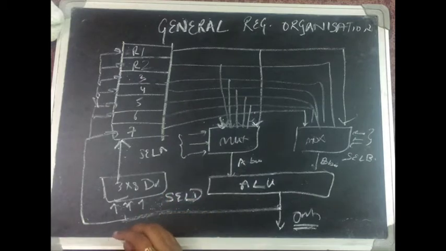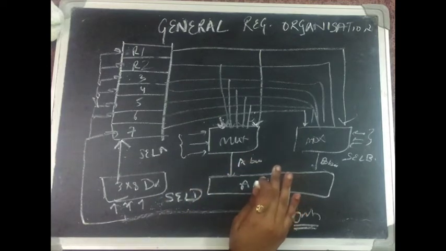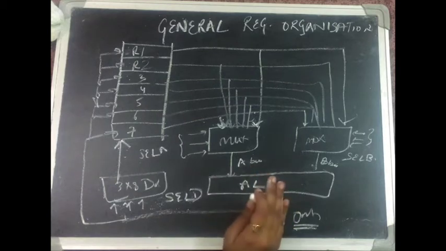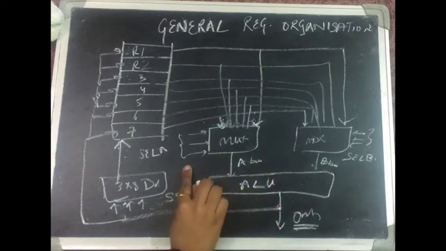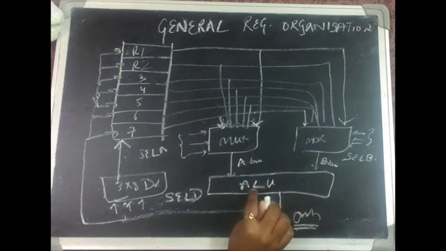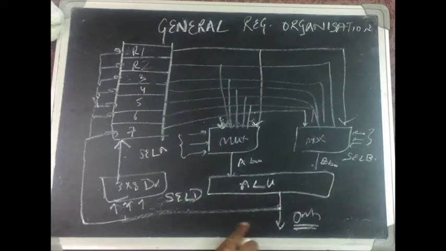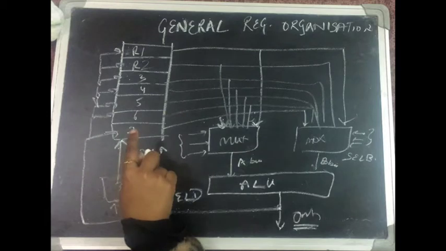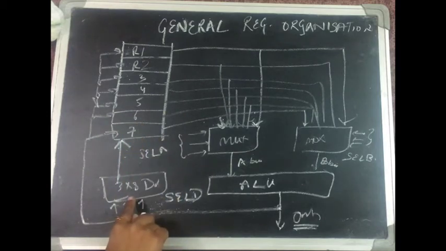Basically the output of each register is connected to the multiplexers to form the two buses A and B. These are the select lines, and A and B form the input to the ALU. Then the result of the micro operation is available as output data, and it can also go to the input registers, and the register that receives the information will be selected by the decoder.